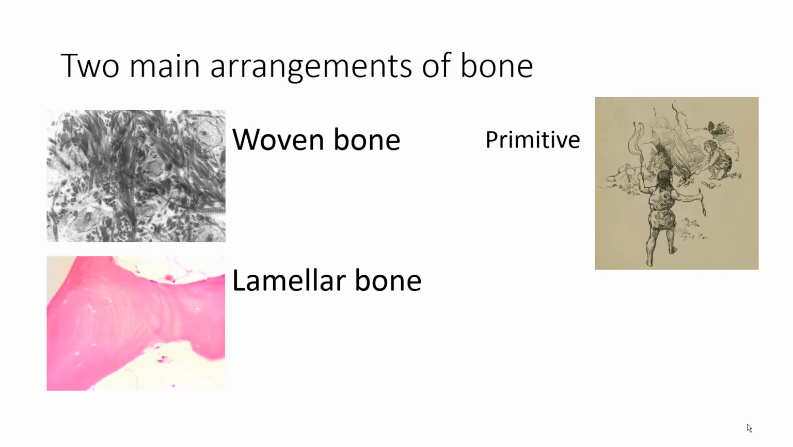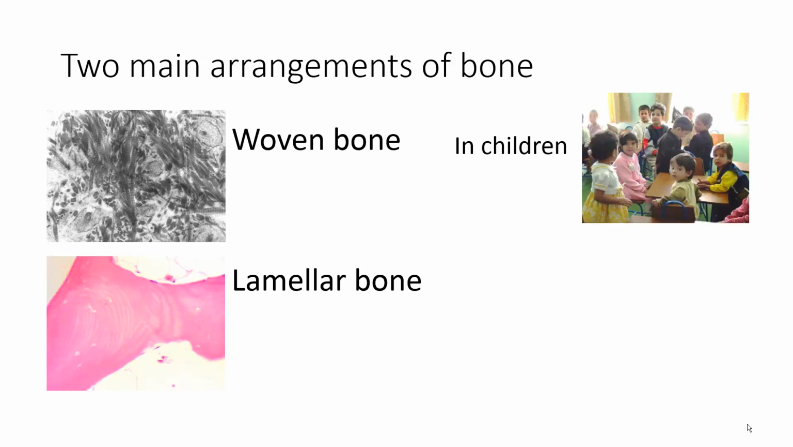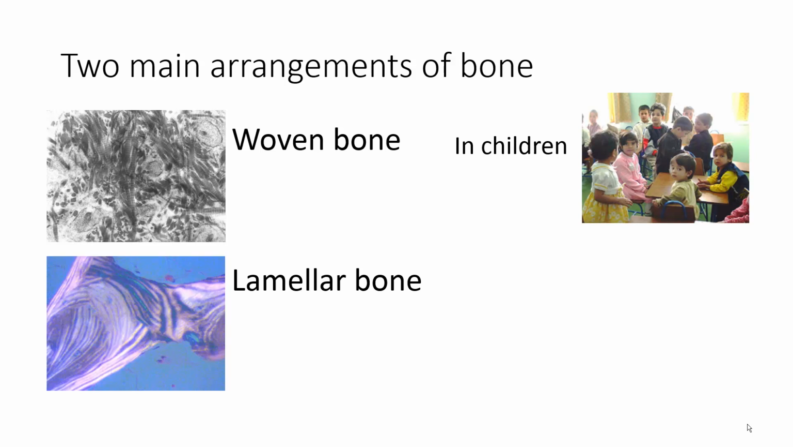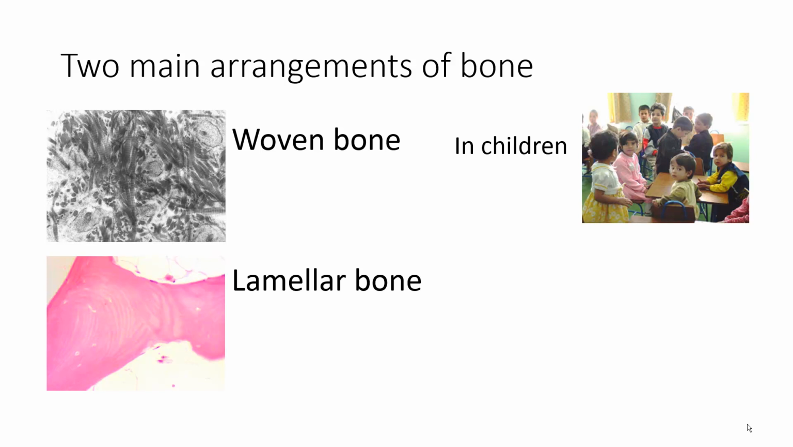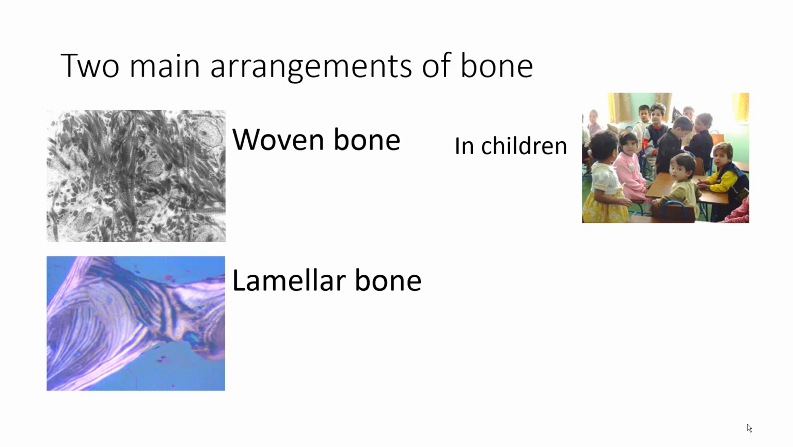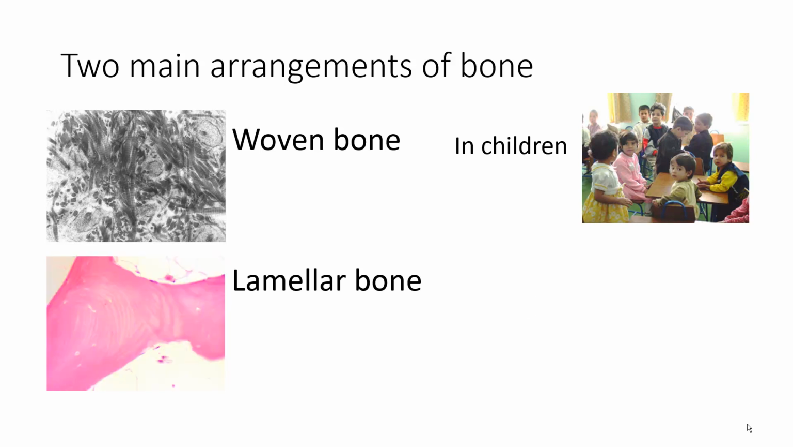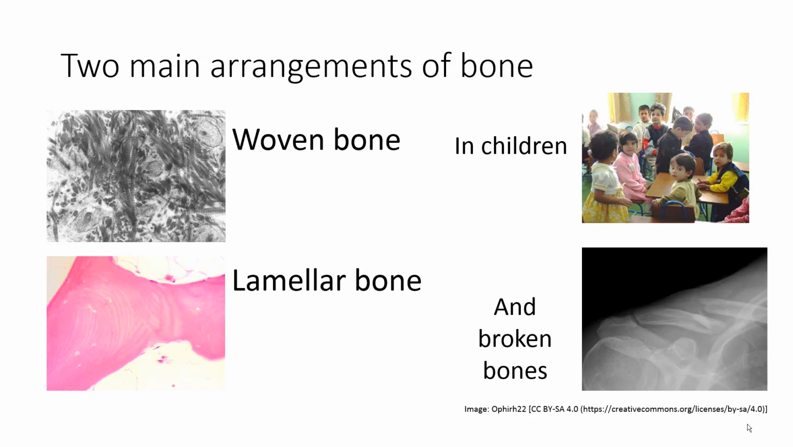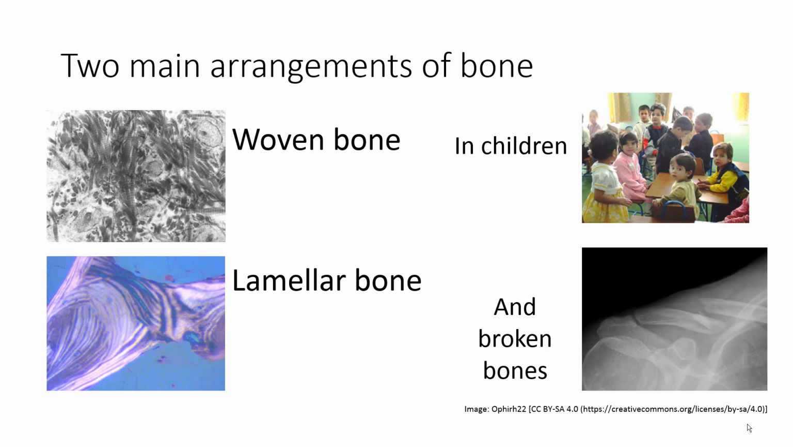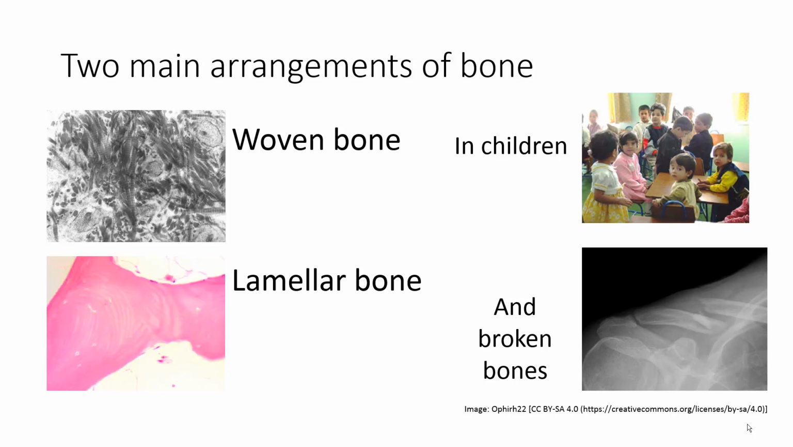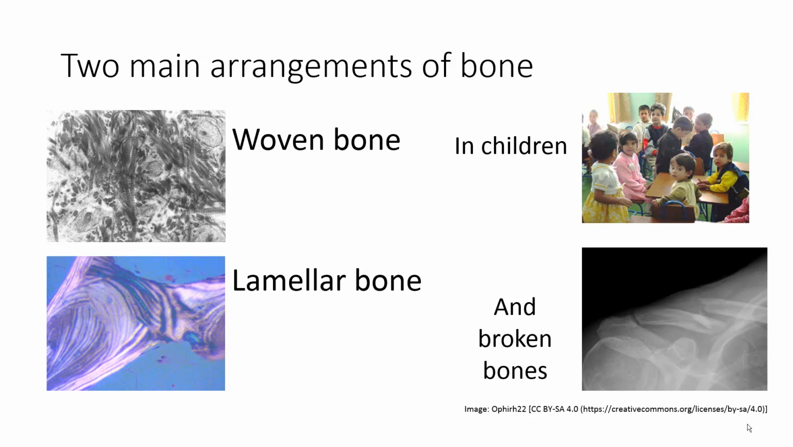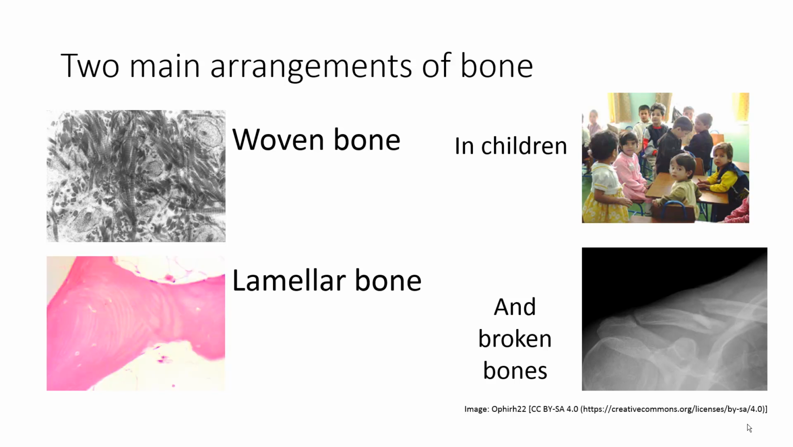For this reason, woven bone is primarily found in children under the age of 14. After that, most of the bone has now been converted to lamellar bone. However, you can find woven bone in children over 14 and adults, and that's going to be in broken bones. When we heal a fracture, we fill in the space in between the broken bones with woven bone first, and then it gets reinforced with the stronger, more mature lamellar bone.